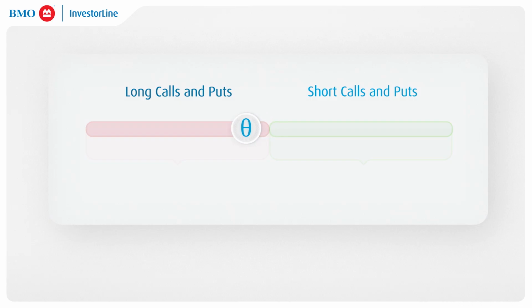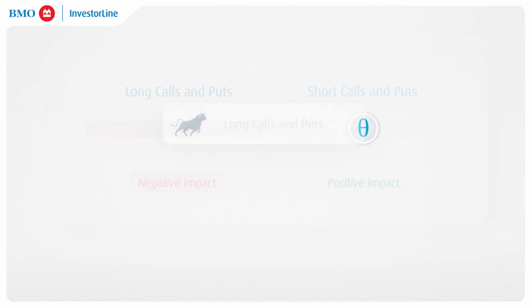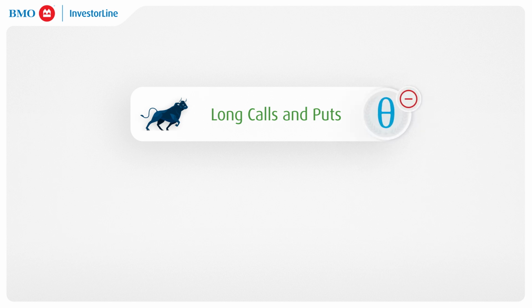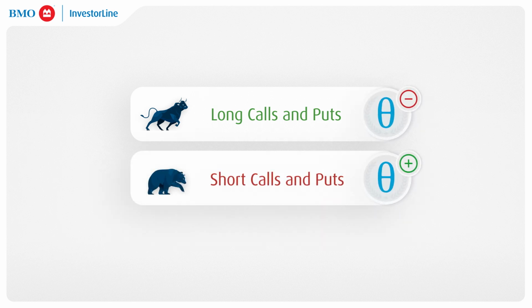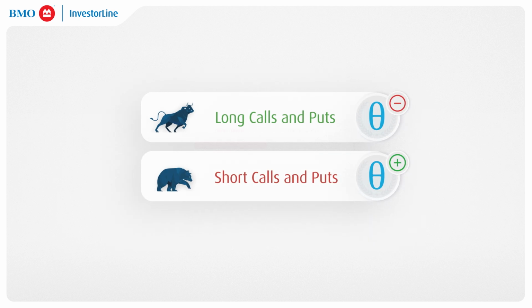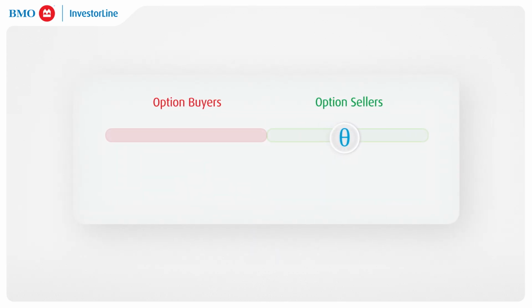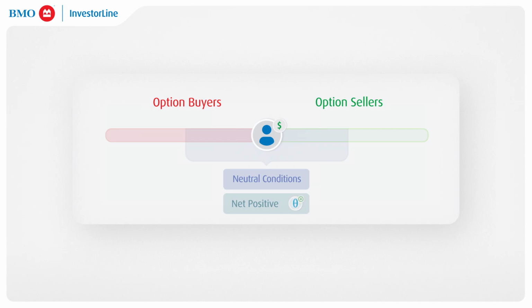Theta has a negative impact on long calls and puts, as these strategies rely on an increase in option value to generate profits. However, theta has a positive impact on short calls and puts since these strategies benefit when option value erodes over time. This is why long calls and puts have negative theta, while short calls and puts have positive theta. Because theta works in favor of option sellers, it allows investors to potentially profit in neutral market conditions by using strategies with a net positive theta.